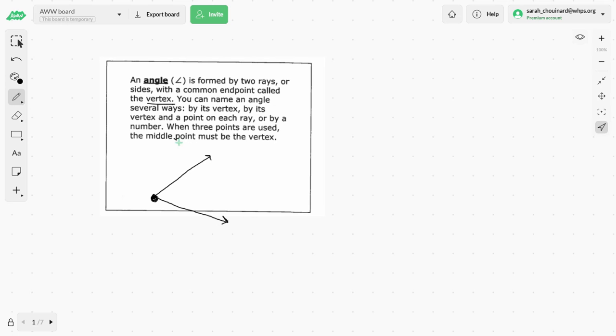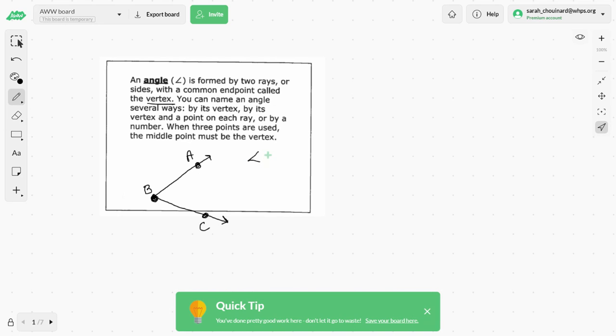And so there's two ways we could name this vertex or this angle. Normally a ray has 2 points on it, so we'll call that ray AB, and we'll call this ray CB. And so we could name this angle either angle ABC, putting the vertex in the middle. So the middle of the angle, the vertex, is always in the middle of the name. Or we could just call it angle B. We could just name it for the vertex. So either one would work.